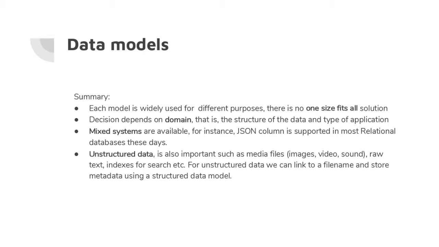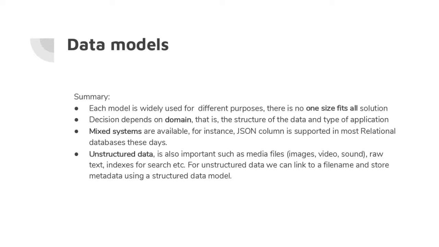And then the 4th point is unstructured data. I mean media files, which can be image, video, audio files, also raw text documents, and indexes that you might use in searching. In search applications, you often have indexes. These are examples of unstructured data. And for unstructured data, we can also have a mix. For example, you can have an application where you have a bunch of images, and then you can store the file name.